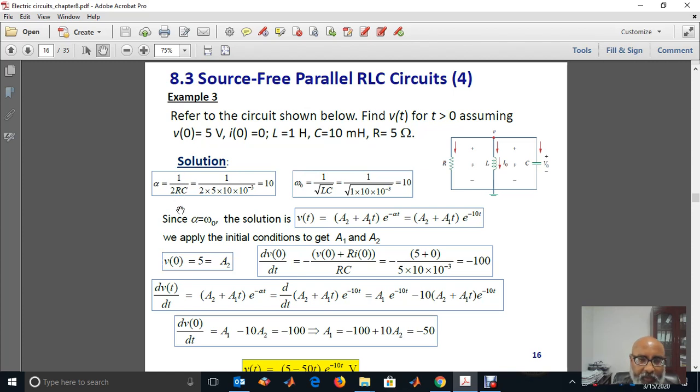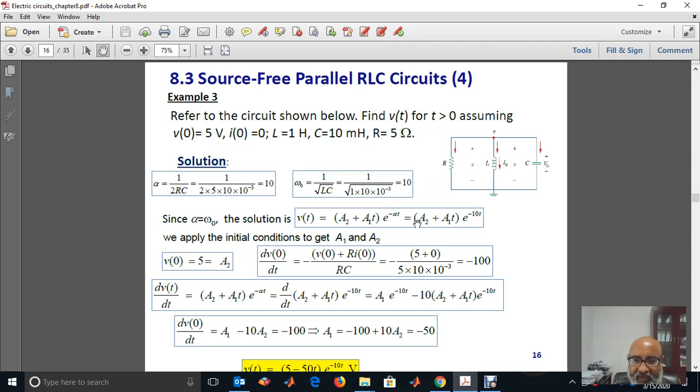Alpha is equal to 1 over 2 times RC. R is given as 5 ohm, and C is 10 millifarad, so 2 times 5 times 10 times 10 raised to minus 3, and alpha is 10. And omega naught is 1 over the square root of LC; substituting L and C, we get 10. Therefore, if we compare alpha and omega naught, alpha is equal to omega naught. What kind of response will we get? We will get the critically damped case.